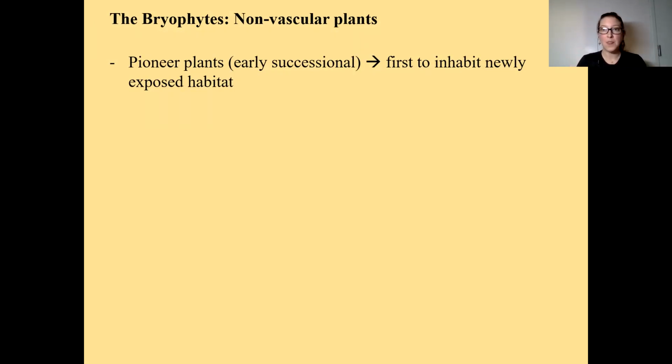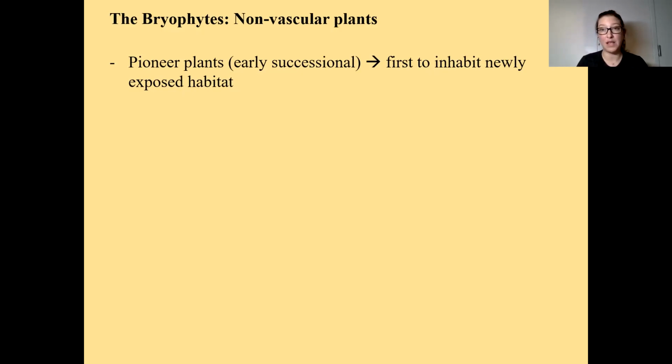So for example, let's say there is a volcano and the volcano erupts and covers all of the land in lava, right? And now it dries and it's all rock and lava and there's no anything there, no plants, no anything. Well, mosses, liverworts, and hornworts, or the bryophytes, are usually one of the first plants to show up when you have that newly exposed habitat.